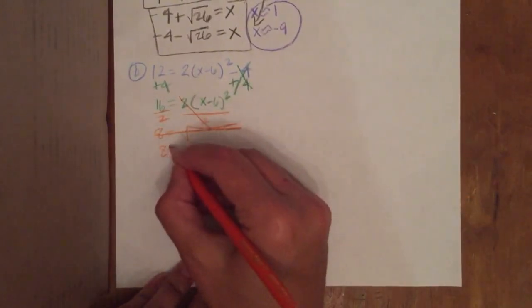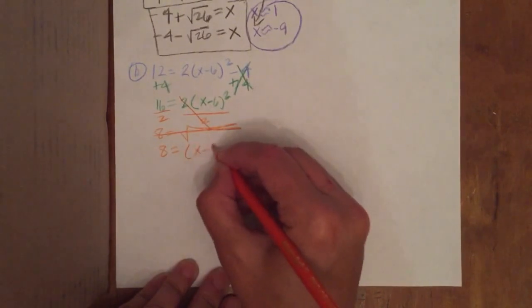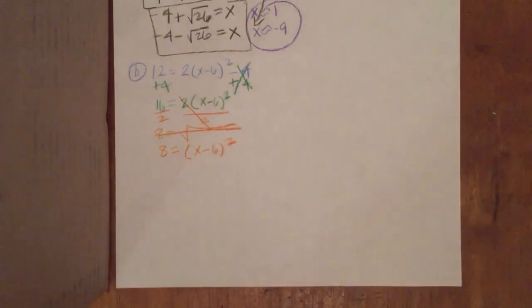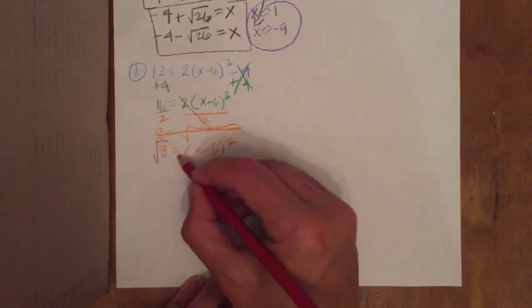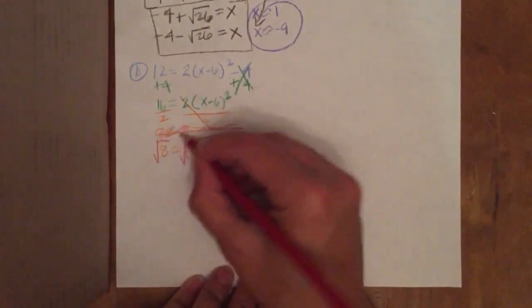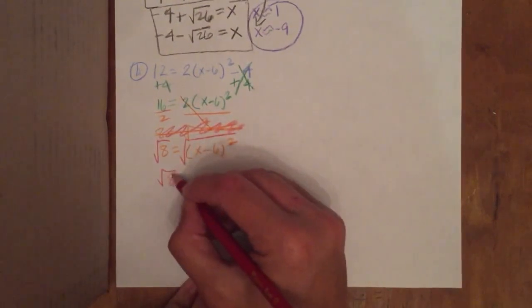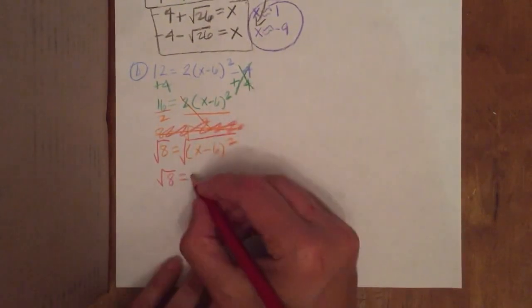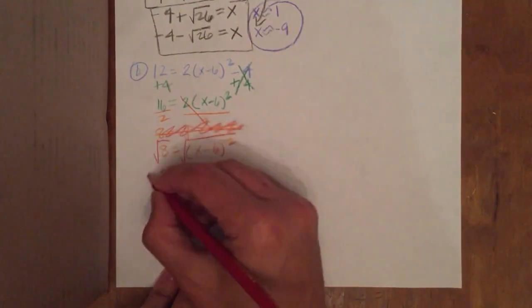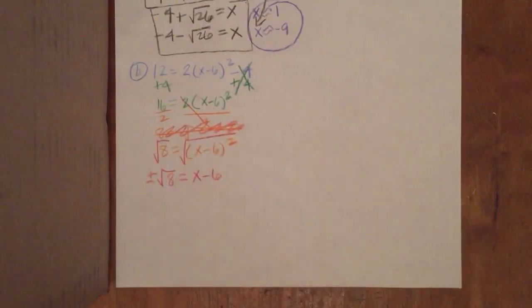Let me rewrite that. 8 equals (x minus 6) squared, which you probably saw me jumping ahead a little bit. So the next thing we're going to do is take the square root of both sides because I want to get rid of that squared. So I'm going to end up with square root of 8 on this side and x minus 6 on this side. And remember your plus or minus.